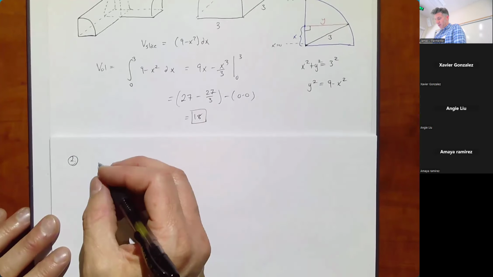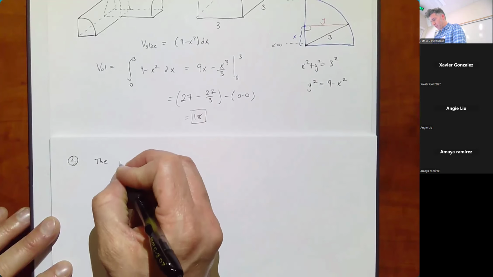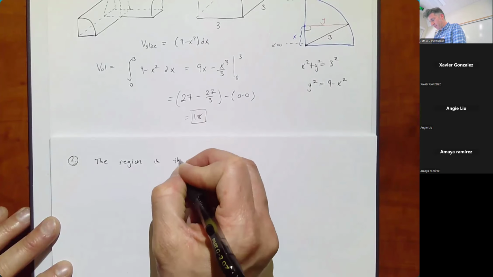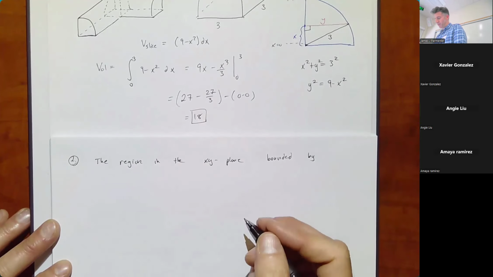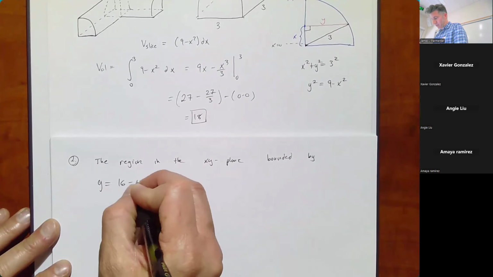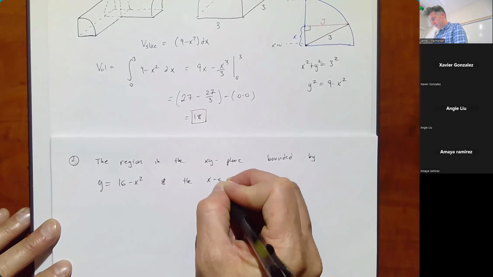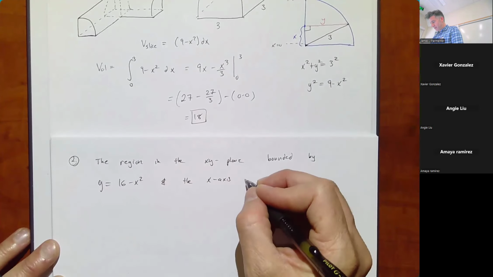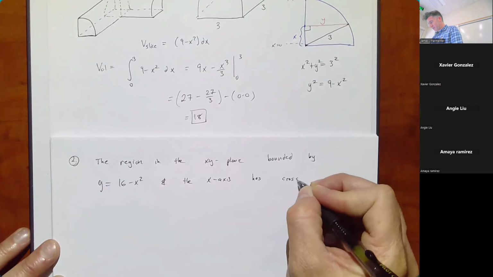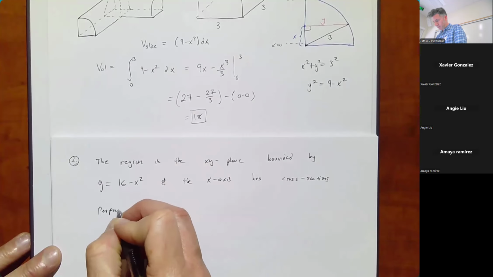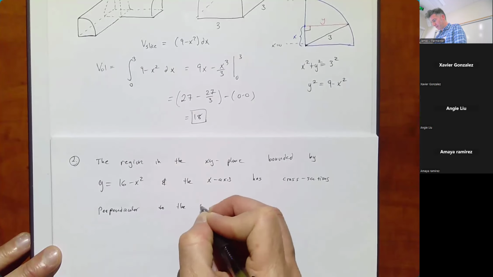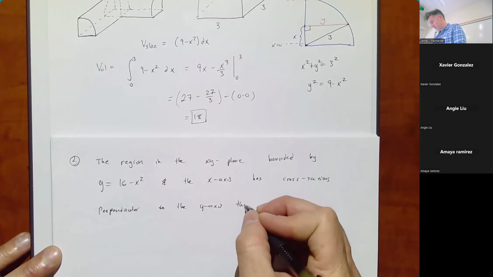We're going to say that the region in the XY plane bounded by, now we'll do that, y equal to 16 minus x squared, and the x-axis has cross sections perpendicular to the y-axis that are semicircles. Find the volume of this shape.